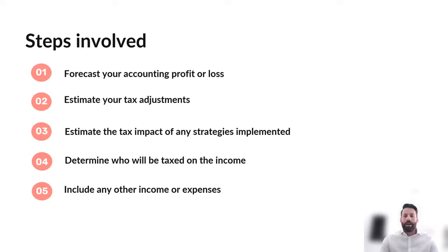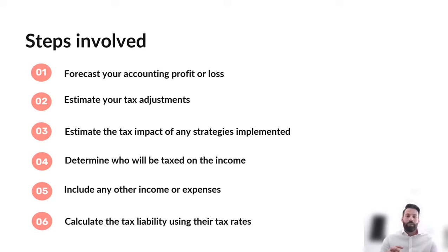Once you've then figured out what the taxable income of those individuals or the entities are, you can apply the tax rates to work out what their tax liability is going to be. Now, if you've got a company, it's going to be pretty straightforward. You get a flat tax rate of, let's say, 25%. So it's pretty easy to work out what your tax is going to be for that company.